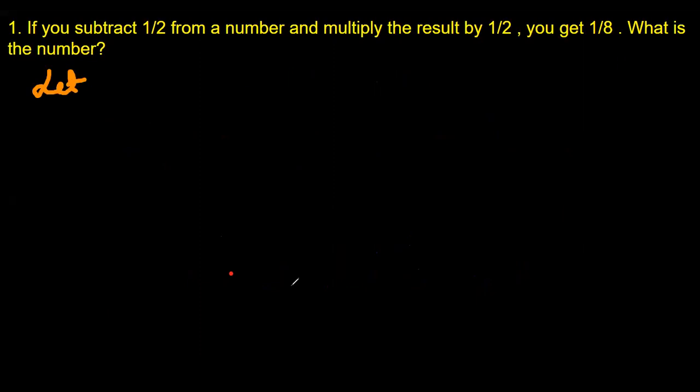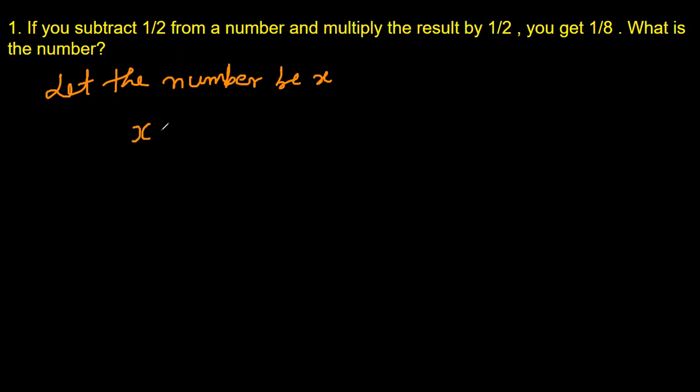Let the number be x. Now it says if you subtract a half, that means from x you are going to subtract half and multiply the result. So the result is this, x minus half. We multiply it by half, and you get 1 by 8.